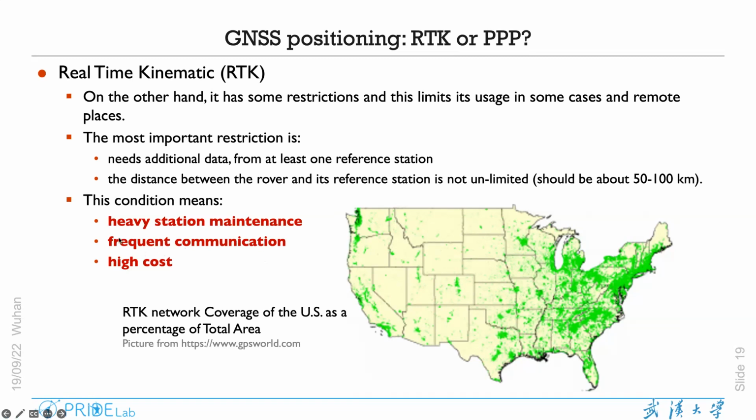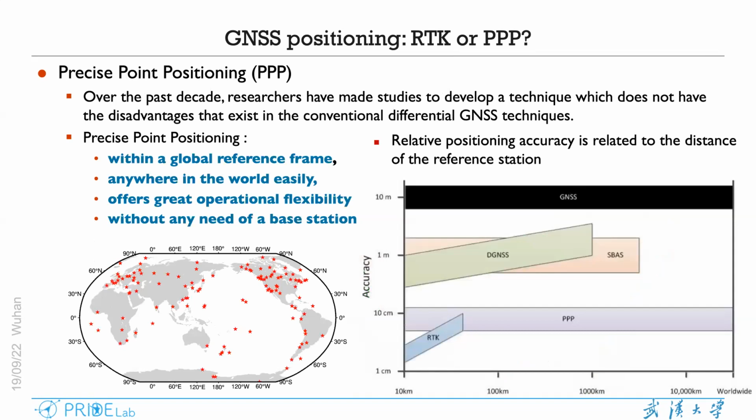So that will cause a lot of heavy station maintenance and frequent communication between your reference stations and your rover stations, and that will definitely increase your cost to maintain this kind of service. So then we come to the main topic today, that is precise point positioning, whose shorter name is PPP, which is quite elegant, right?